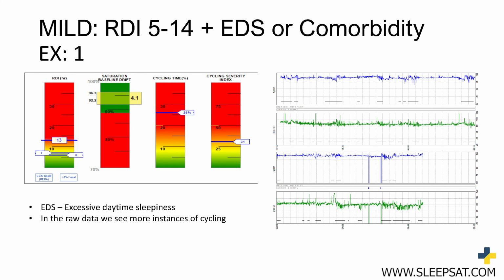The mild RDI range is 5 to 14 in combination with EDS or another comorbidity. EDS is excessive daytime sleepiness. And here, in the raw data, we are seeing more instances of cycling denoted by the black line underneath the SpO2 channel in the raw data.